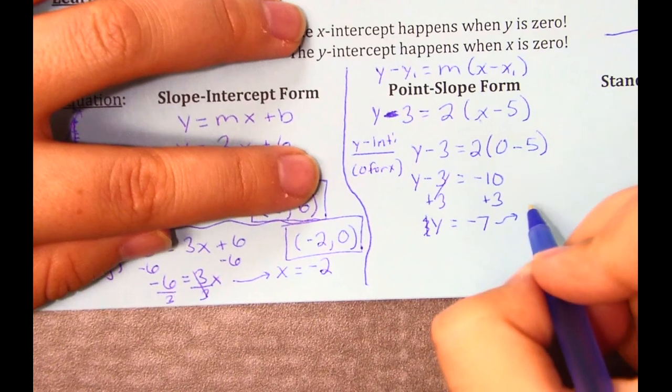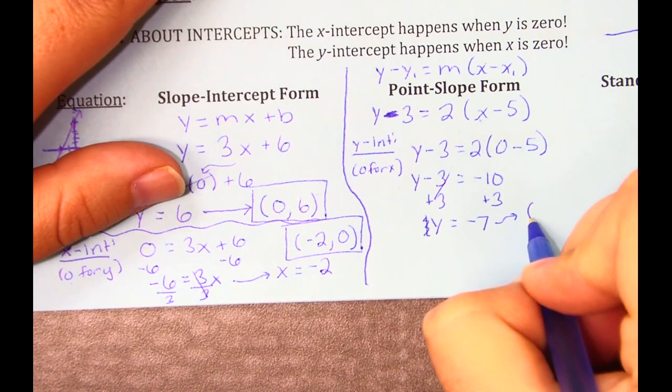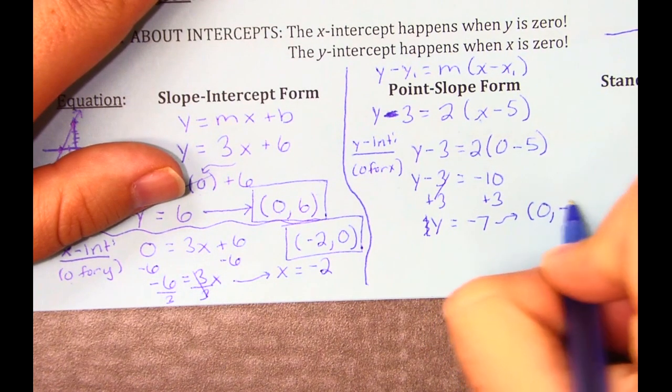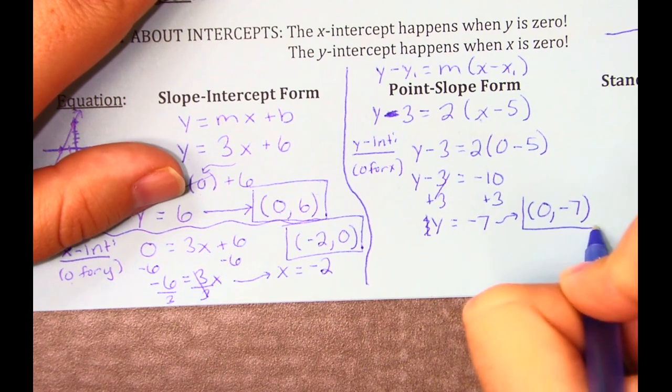So that means that my y-intercept is happening when I put 0 in for x and negative 7.